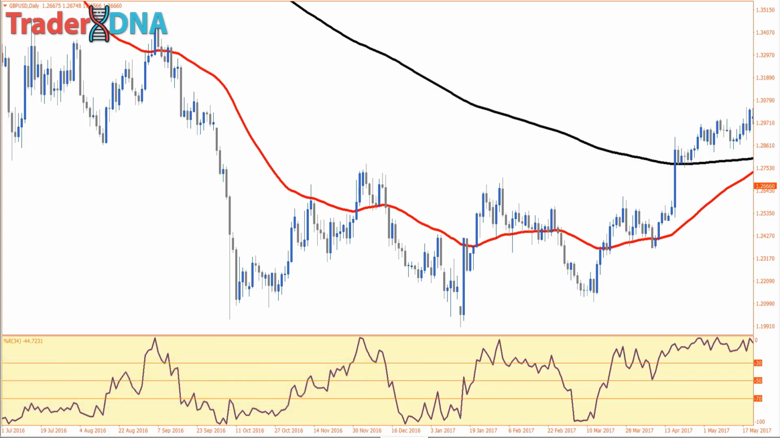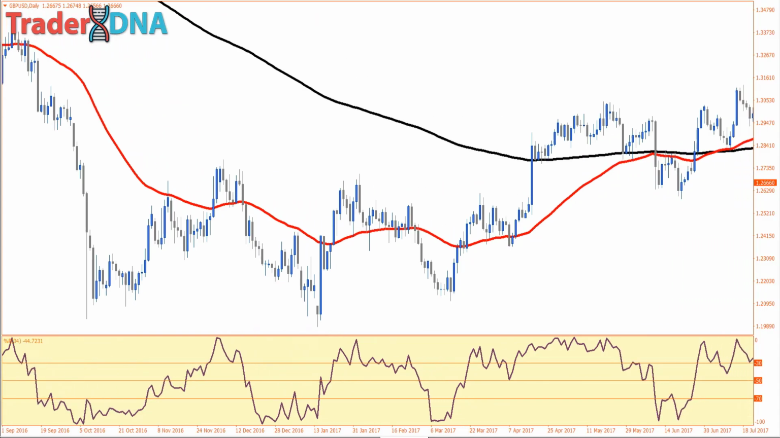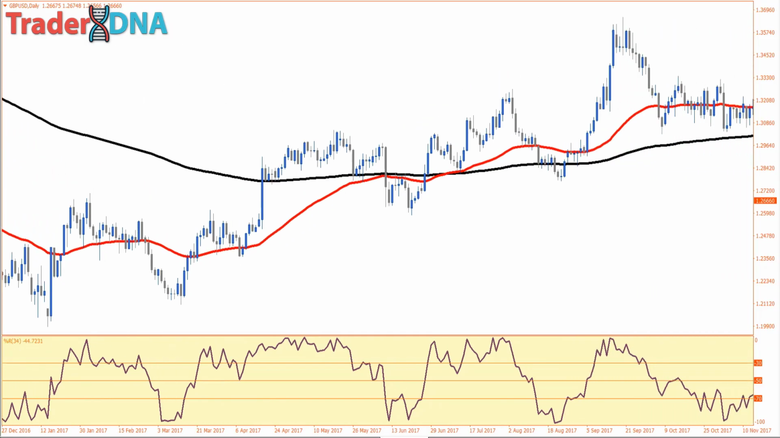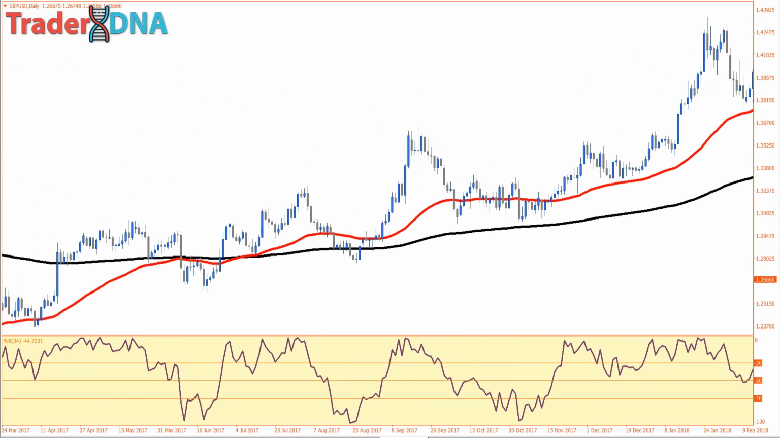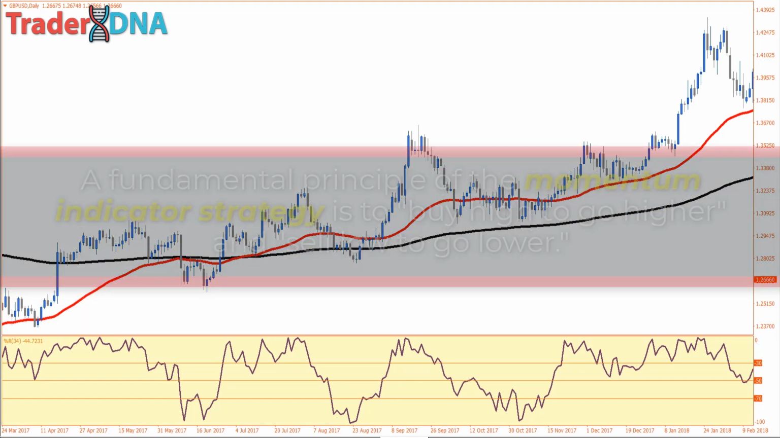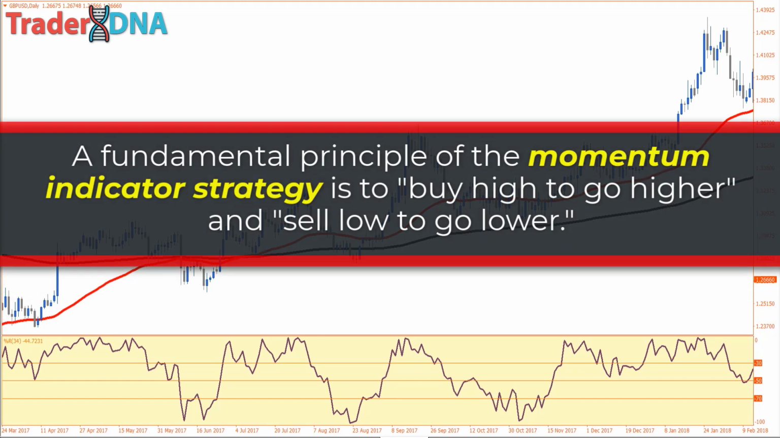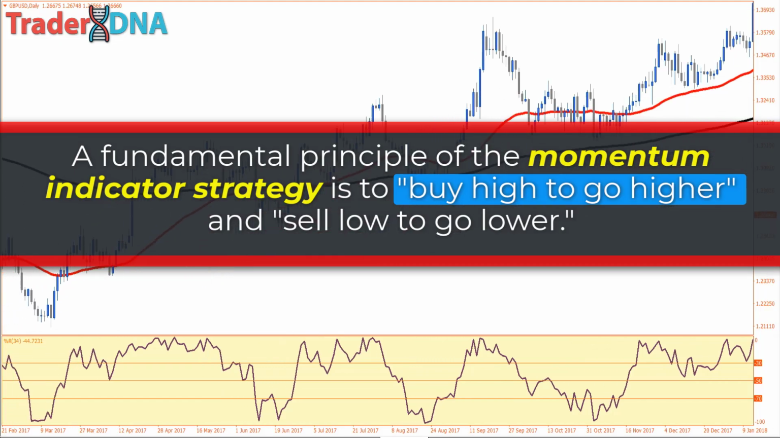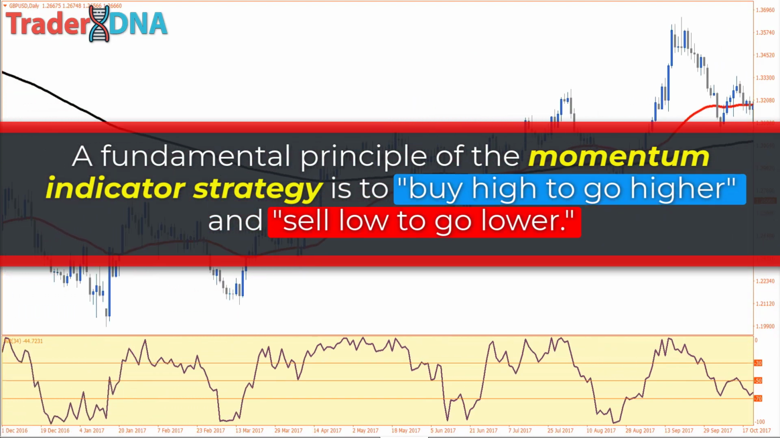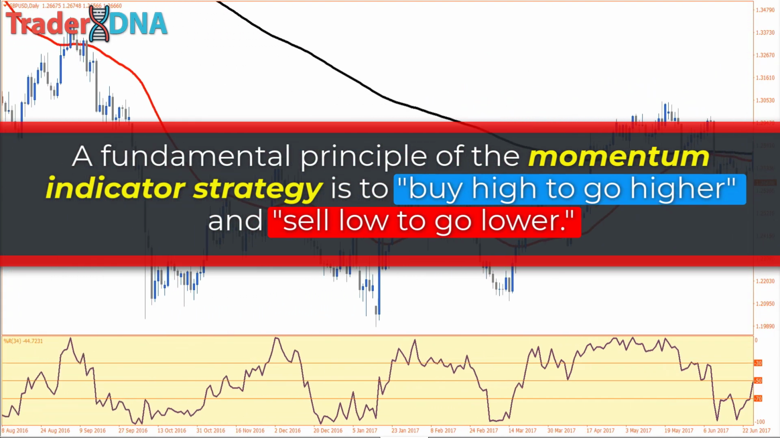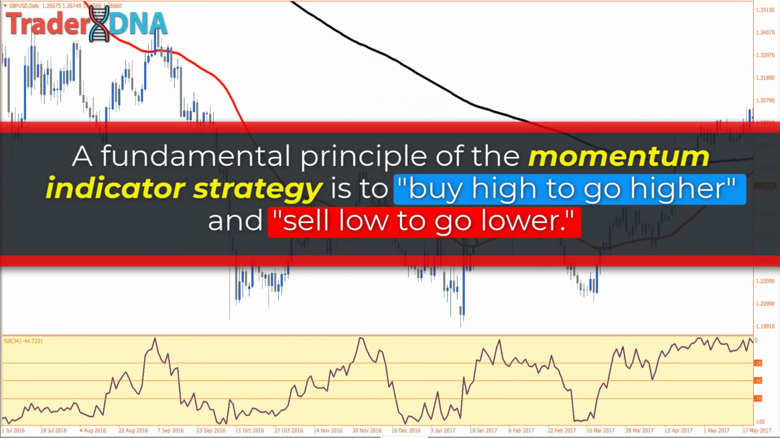Our team at Trader DNA believes that intelligent trading is key to developing the most effective momentum trading strategy. Accordingly, we refrain from attempting to predict when momentum will occur, instead allowing the market to reveal its direction before reacting. A fundamental principle of the momentum indicator strategy is to buy high to go higher and sell low to go lower. Essentially, this means trading in the direction of the prevailing trend, while aligning with the momentum. Additionally, it's important to consider the hidden secrets of moving averages.